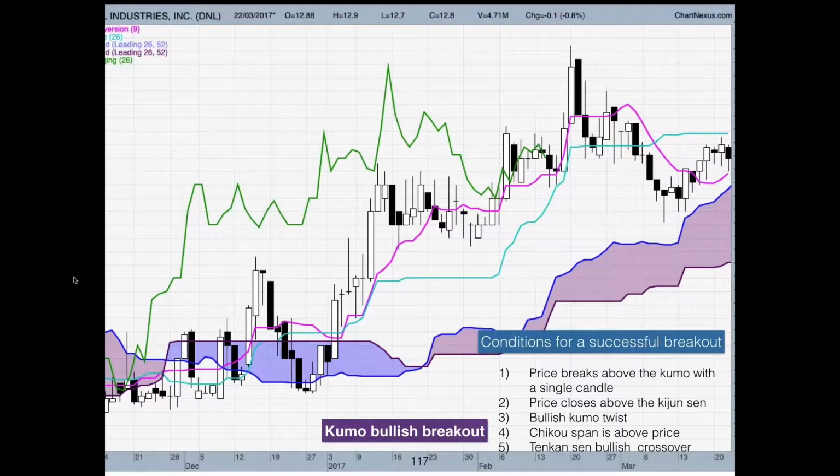Here's an example. A bullish Kumo breakout happens when the following conditions are met. Number one, price breaks above the Kumo with a single candle. Two, price closes above the Kijun-sen. Three, there's a bullish Kumo twist. Four, the Chikou span is above the price. And five, the Tenkan-sen makes a bullish crossover.